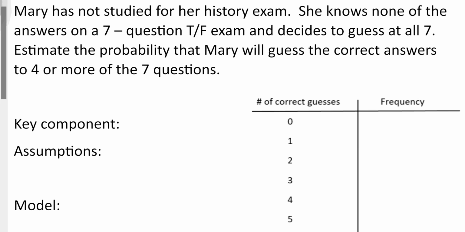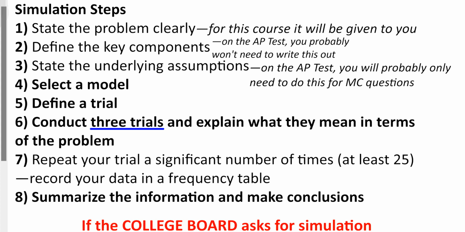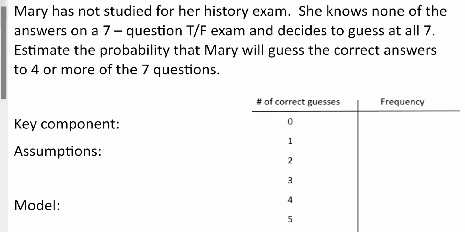Now, if you go back to our 8 steps, state the problem, define the key components, and state the underlying assumptions. We are going to do that. This is the problem. Bingo. Number 1 is done. Number 2, the key components. In this case, we're just looking for what is the most important, like what is the underlying question we're trying to answer, the key question, I guess we could say. Does Mary guess correctly? That is the basic idea here.